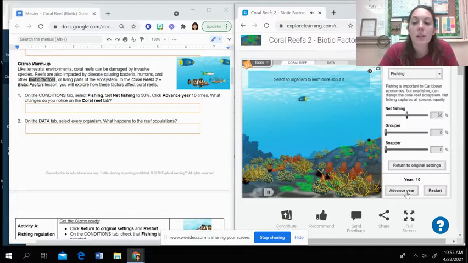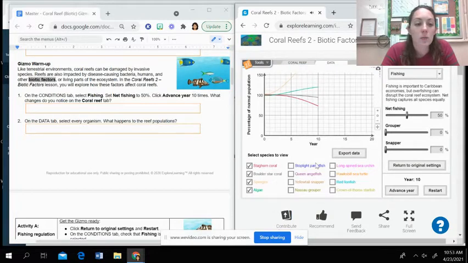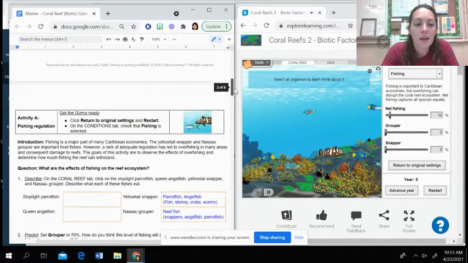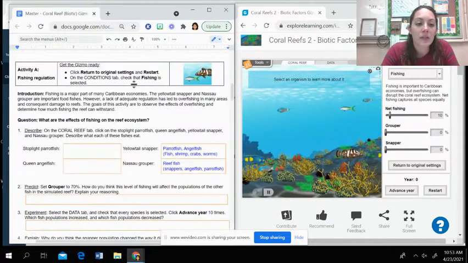Okay, and then making your observations from that. Then if you go, you'll click the data table and see what happens. You select every organism, what happens to all of that, okay? And what declines, what increases, things like that. Then remember to reset and restart all of your tabs. And then we're going to work through activity A.